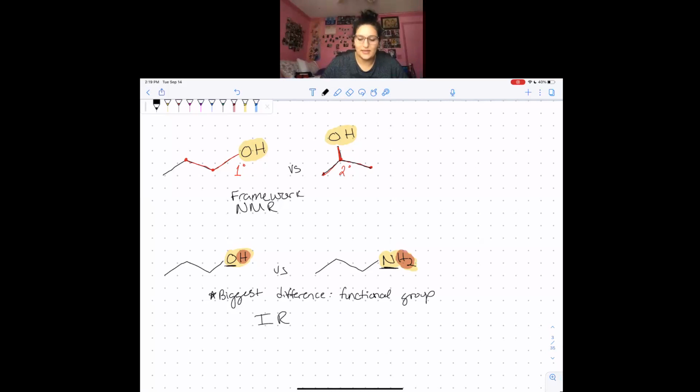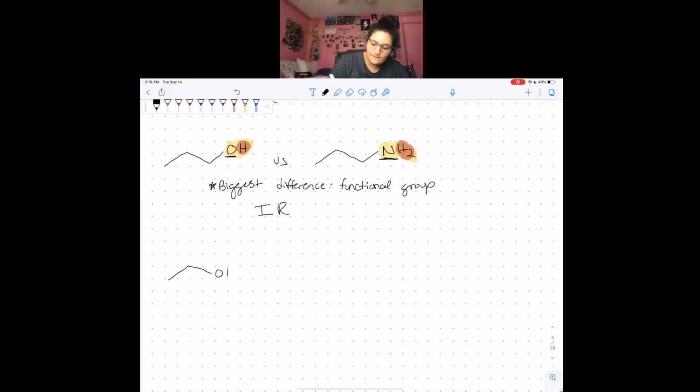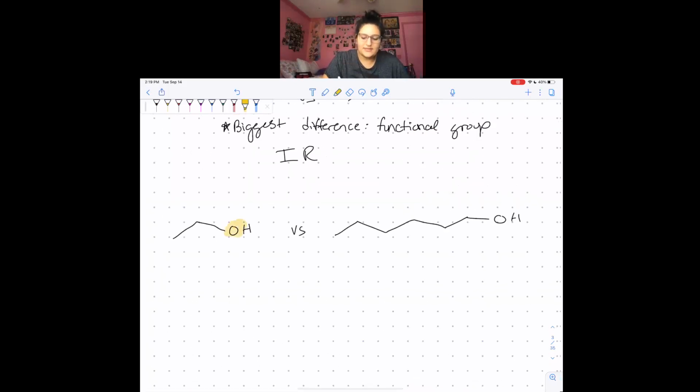And then if we had something like this, now we couldn't really use IR because it's exactly the same functional group, so we throw that one out. We definitely could use NMR, right? Because there are so many more carbons here. But also, the mass spec is going to be wildly different. So we can say the mass and the structure. But they're both primary alcohols, so it's not as much the structure as it is the number of carbons. So I will put that in parentheses.